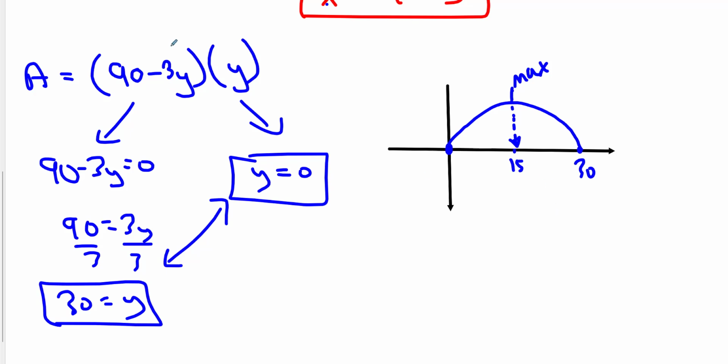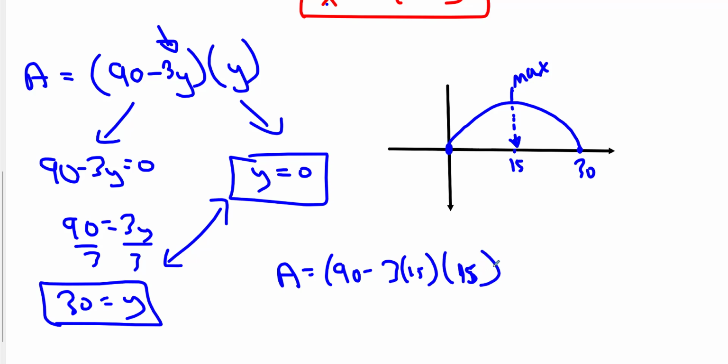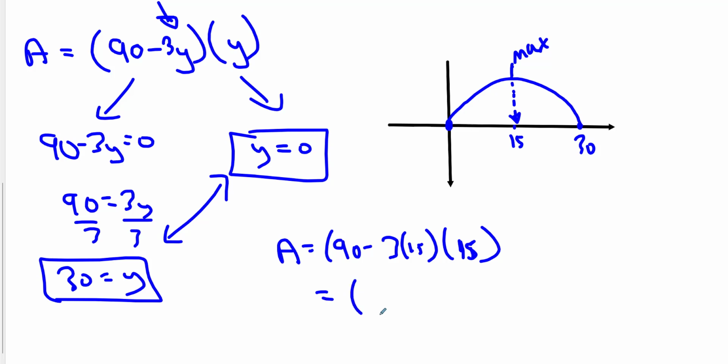We plug in 15 in here, so area is going to equal 90 minus 3 times 15 times 15. 3 times 15 is 45, so it's 45 times 15. And that is the maximum area.